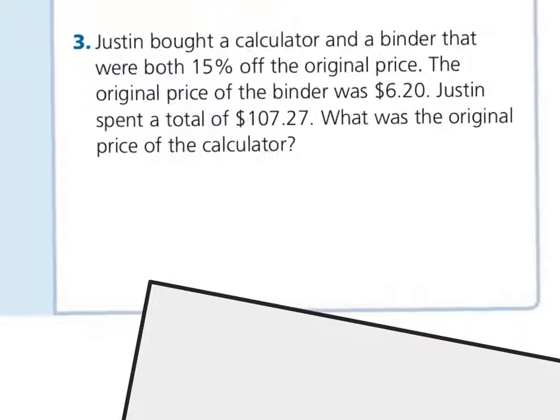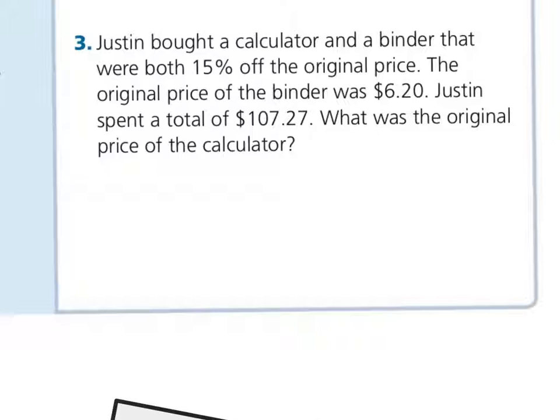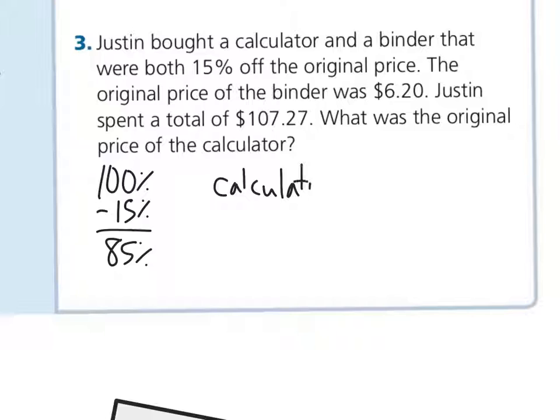Number 3, just to mention, if they bought some things 15% off, full price is 100%, 15% off means they're going to be paying 85%. So their calculator plus the binder was equal to 107.27.